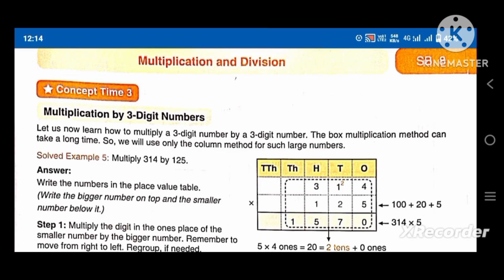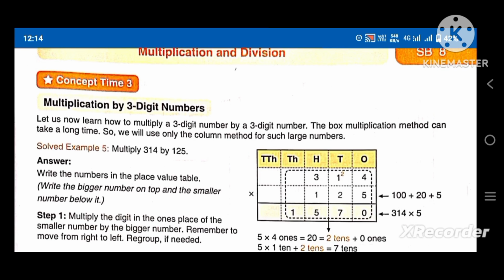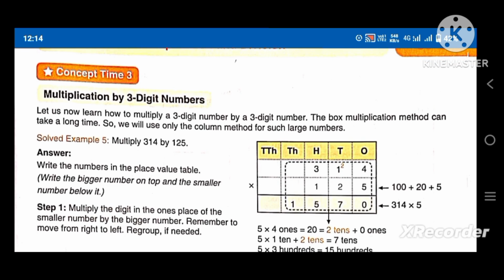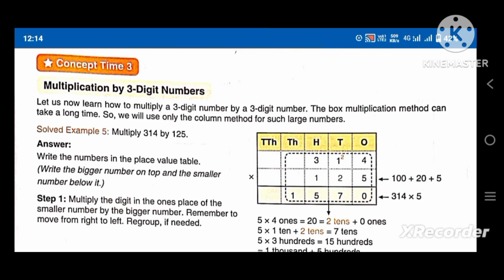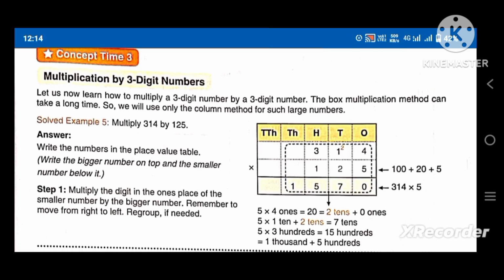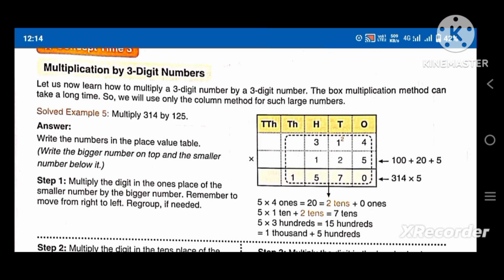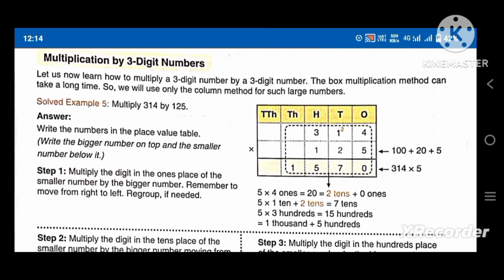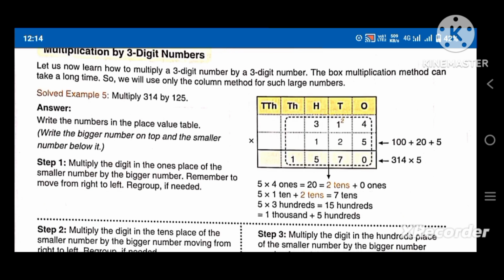Solved example 5. Multiply 314 by 125. Answer. Write the numbers in the place value table. Write the bigger number on top and the smaller number below it. Step 1. Multiply the digit in the ones place of the smaller number by the bigger number. Remember to move from right to left. Regroup if needed.